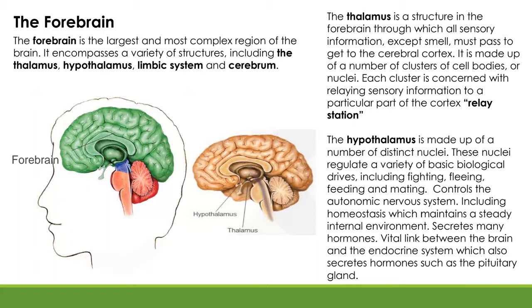So the thalamus is a little piece in that area, and it's a structure in the forebrain which all sensory information except smell must pass through. So it's a little bit like a relay station. When we see something and the information needs to go to our visual cortex, it doesn't just go straight to our visual cortex. It all goes through the relay station of the thalamus.